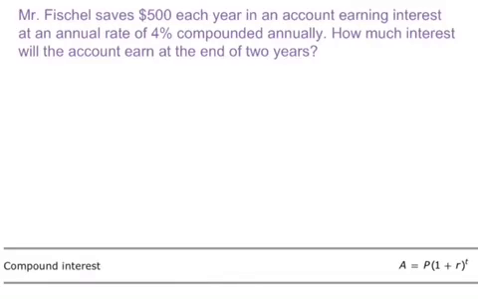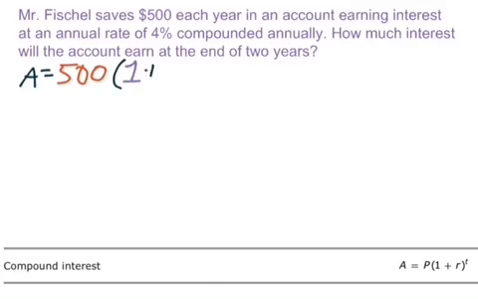So let's go to our formula here and fill this in. So the A is what we're solving for. That is our compound interest. The principal, what do we start with? Mr. Fischel here starts with $500. And then we go into our parentheses. We're going to put a 1, and the 1 is just because this will help us add this correctly and get us to the right part of our formula.